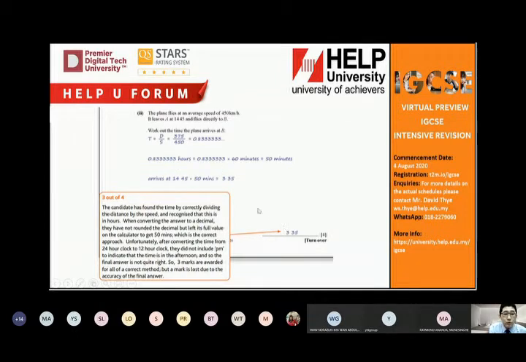But what actually goes wrong? If you read the comment, the candidate has found the time by correctly dividing the distance by the speed and recognized that this is an hour. But in the end, what the student wrote, 3:35, is without units. Students should include PM, because the question is asking at what time. So by writing it like this, although the students scored for the working and got the correct answer, they are still not able to score full marks, hence they only got 3 out of 4.